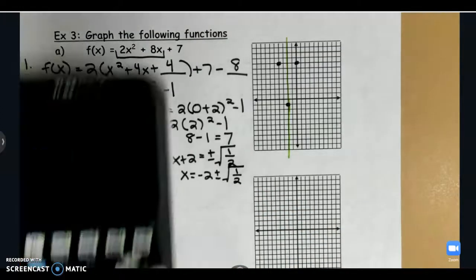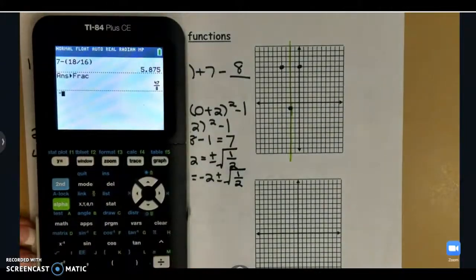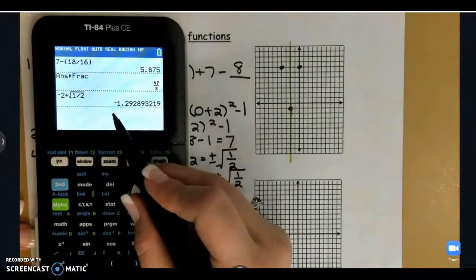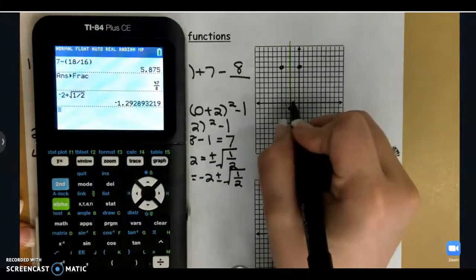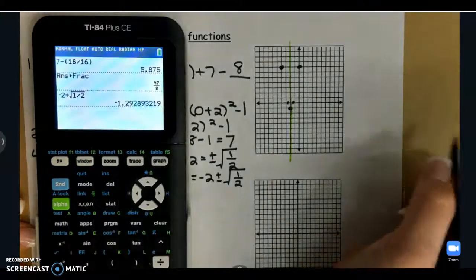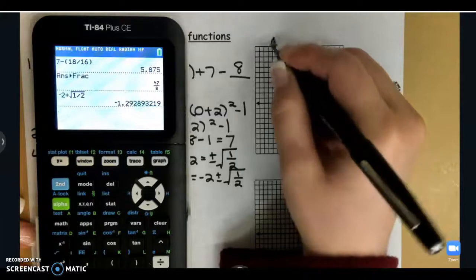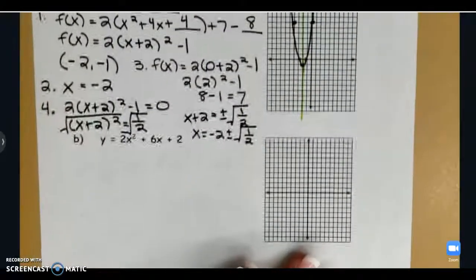Now this is going to be an ugly, nasty number, so I'm going to put it into my calculator to get a decimal, and we're just going to estimate that. So let's just do -2 plus square root of 1/2 first, and that's approximately -1.3. So I am just going to eyeball that, approximately -1.3. And now I can use my axis of symmetry to draw the other point. It's going to be equidistant on the other side of my axis. And now I'm ready to connect the dots. There we go. All right, next one.